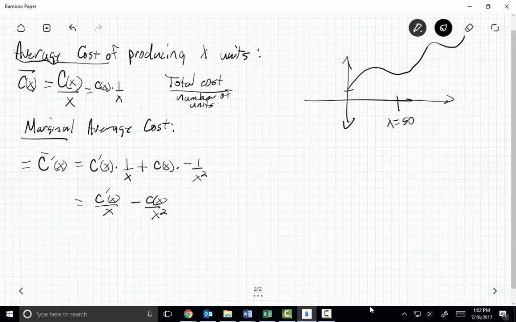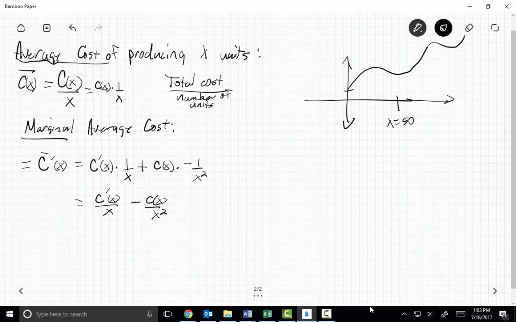Now, you don't have to memorize this because this derivative is relatively easy to take, but I just wanted to throw it at you. So now we've got marginal cost, we've got marginal average cost in an economic setting. And we want to make sure we do that, right? Because we're taking a business calculus class.